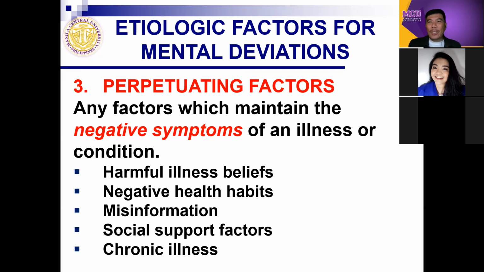Next po is perpetuating. Yung perpetuating factors naman, ito naman yung mga factors of negative symptoms about illness or condition. Pwede kasing different ito from precipitating at saka from predisposing. Predisposing kasi, nagli-lead ka into a decision sa health mo na pwede mo siyang i-control. Ito naman perpetuating, pwede mo siyang i-control pero sometimes yung practices mo is the one leading you to aggravation of your condition.